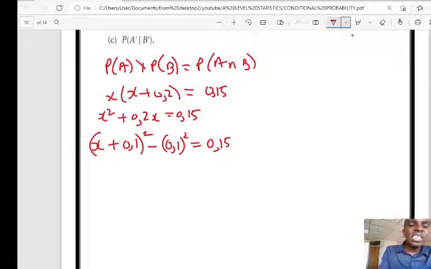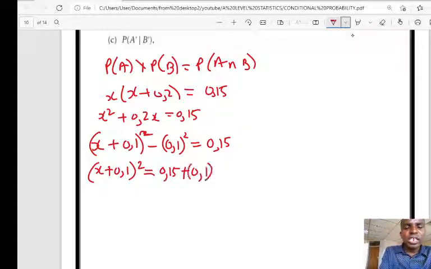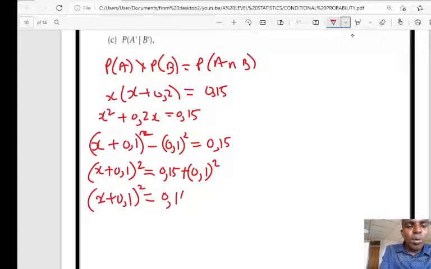So you say X plus half the coefficient of X. Coefficient of X is 0.2, so half of that is 0.1. Then you put inside the bracket squared, then subtract half the coefficient of X squared, which is 0.1 squared. Then from this you can say X plus 0.1 squared is equal to 0.15 plus 0.1 squared. Simplifying this, 0.15 plus 0.1 squared, you get 0.16. X plus 0.1 squared is equal to 0.16.